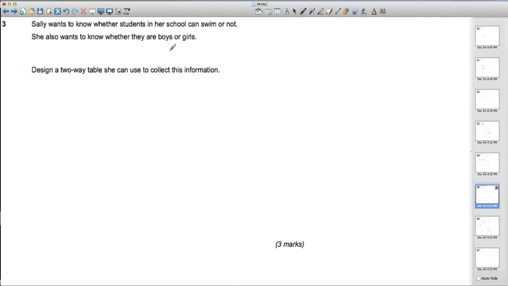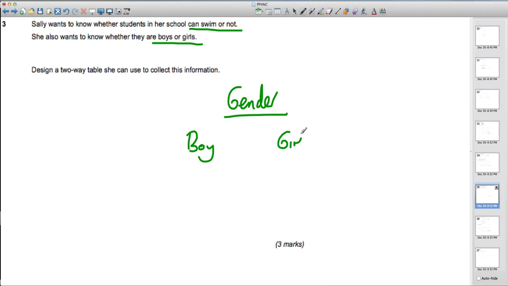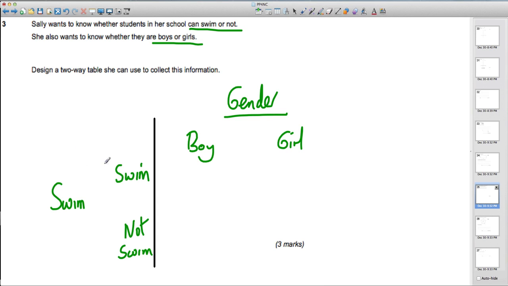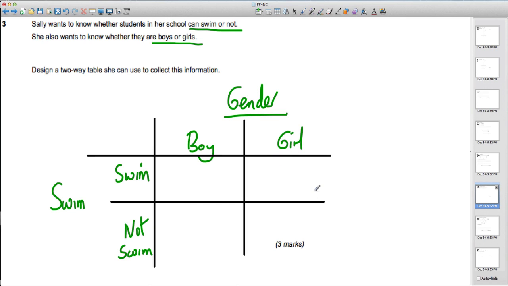Question 3. Sally wants to know whether students in her school can swim or not. She also wants to know whether they're boys or girls. Design a two-way table. Simple as this. Along the top would be gender, and you would put boy, girl. And down the side you would put swimming, and say swim, not swim. It's a two-way table, so just make sure you've labelled it as follows, and there you go. It's as simple as that. 2 columns, 2 rows.